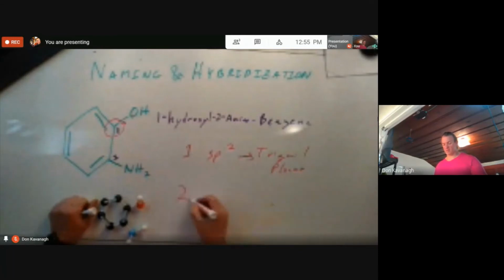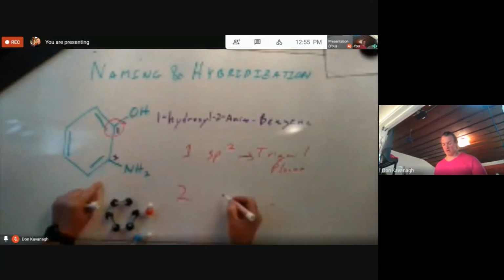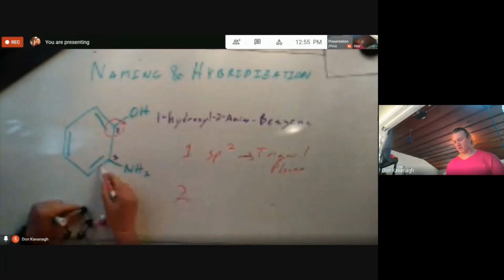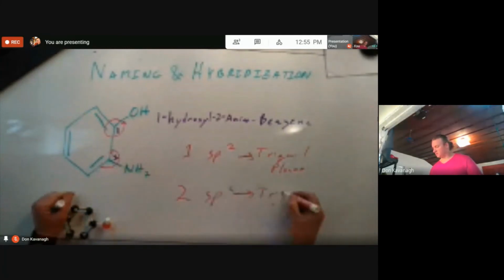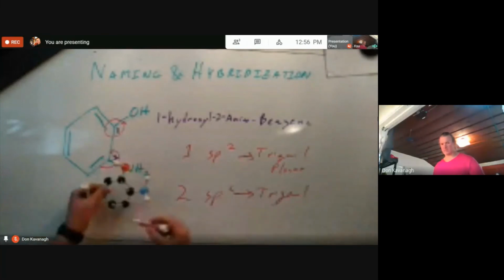This second carbon with the amine group on it, let's count it again. S, sp1, sp2. Counting the 3 sigma bonds going around, we get sp2, and again, a trigonal planar geometry around this carbon.